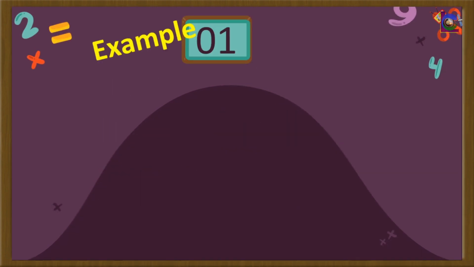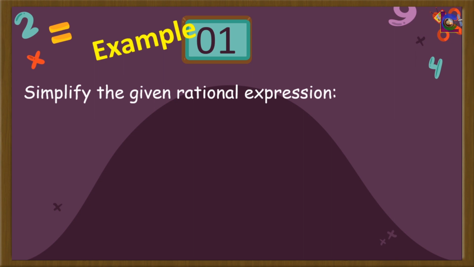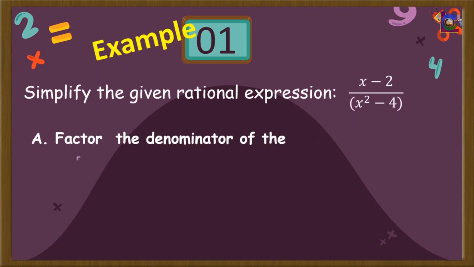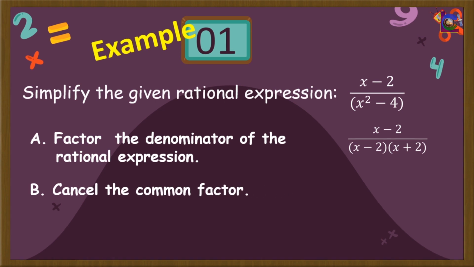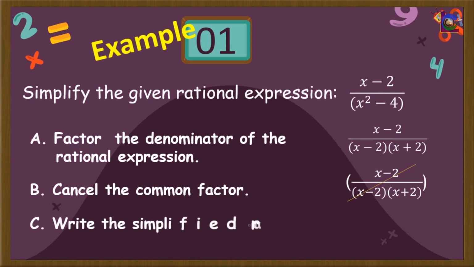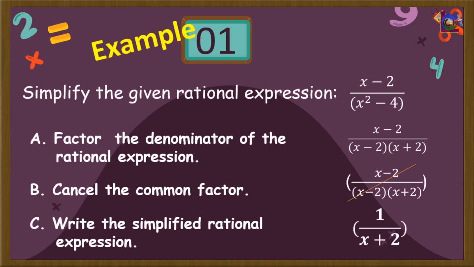In number 1, to simplify the rational expression, you can do the following steps. A. Factor the denominator of the rational expression: x minus 2 all over x minus 2 times the quantity of x plus 2. Letter B. Cancel the common factor, which is x minus 2. Letter C. Write the simplified rational expression. Our answer is 1 over x plus 2.